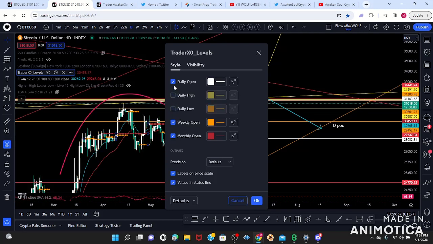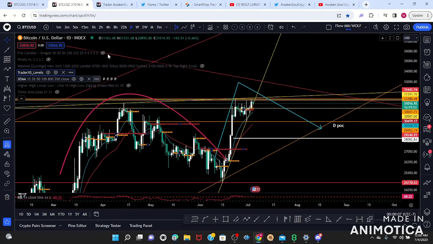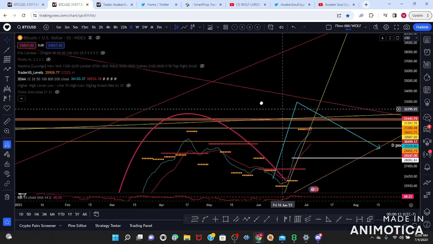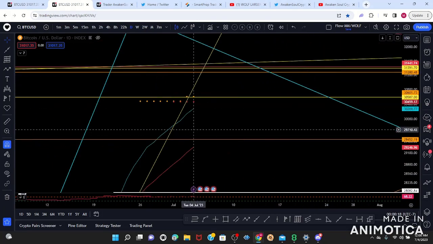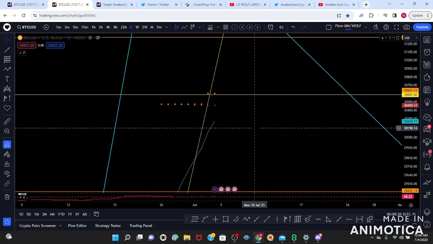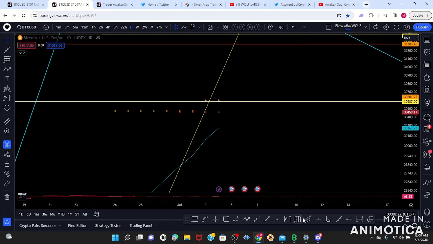So I do like to mark critical weekly opens and weekly and monthly opens with this indicator. It's awesome, I think. Because we're focused on price action, right? There's a lot of noise here, so I'll turn off my wicks and just focus on price action. Just zoom in and highlight what's happening.